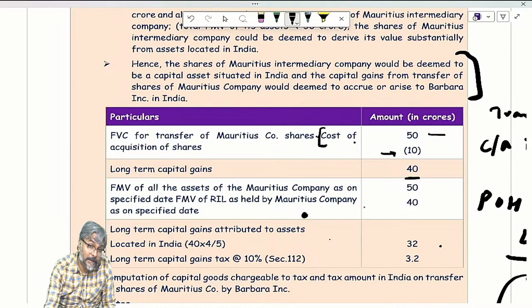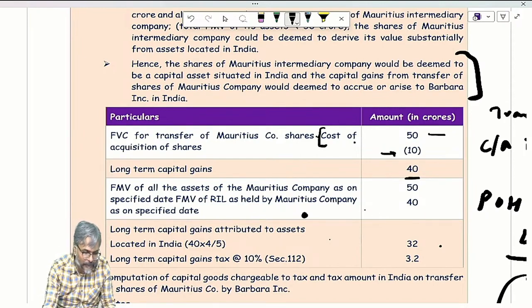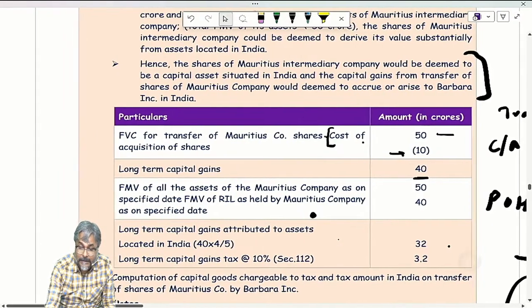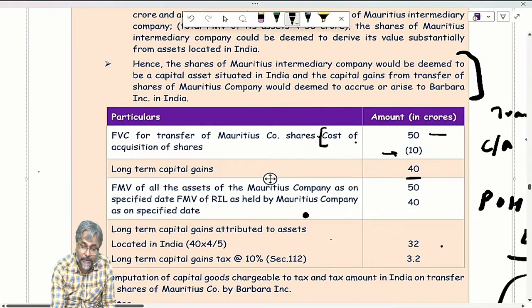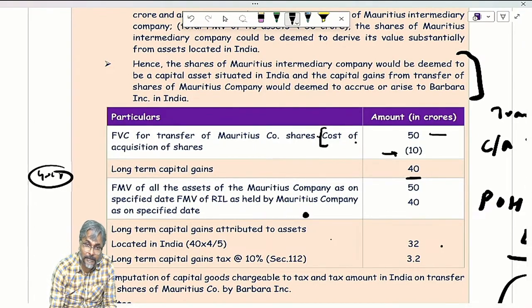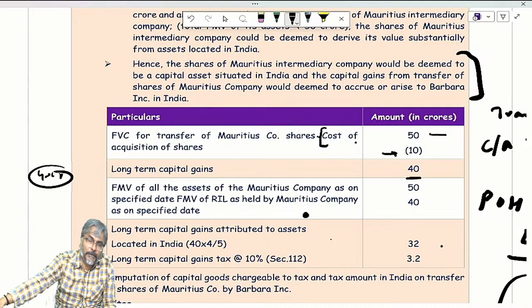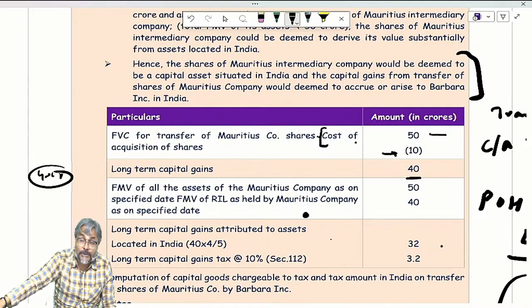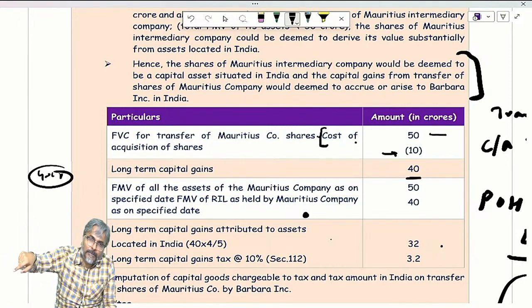So without any indexation. Now the danger is that you will tax on 40 crores at 10%. That is what you people will do. It will be completely an error on your part if you do this. Why? Because just now we saw, is it that the entire 40 crores is deemed to accrue in India? Only 80% of its value is derived from the Indian asset. The Mauritius company, whose shares were transferred, derived its own value from the Indian asset to the extent of 80%.